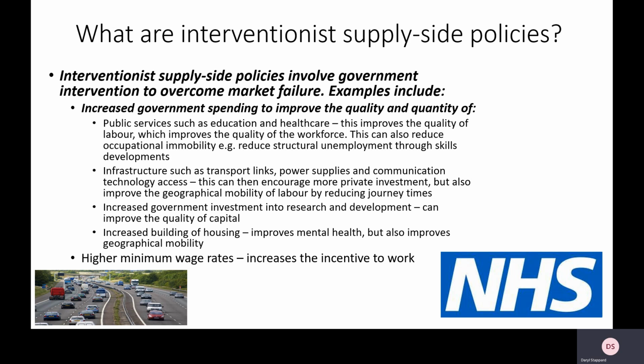Another one is infrastructure development. So we could be looking at transport links. So if the government were to spend more money on, let's say, road networks, train links, port facilities across the country, then what this will do, it will help tackle geographical mobility of labour.